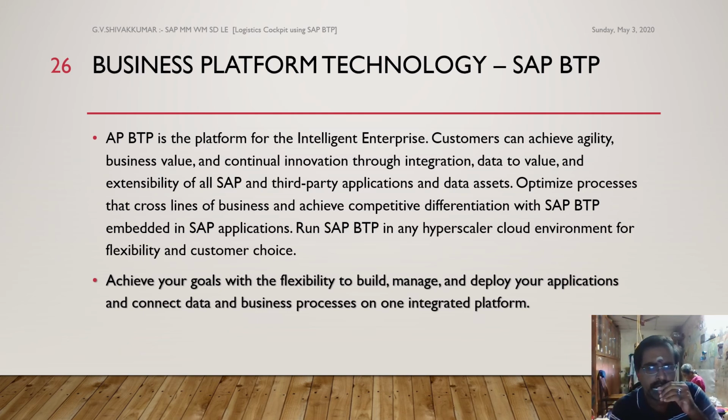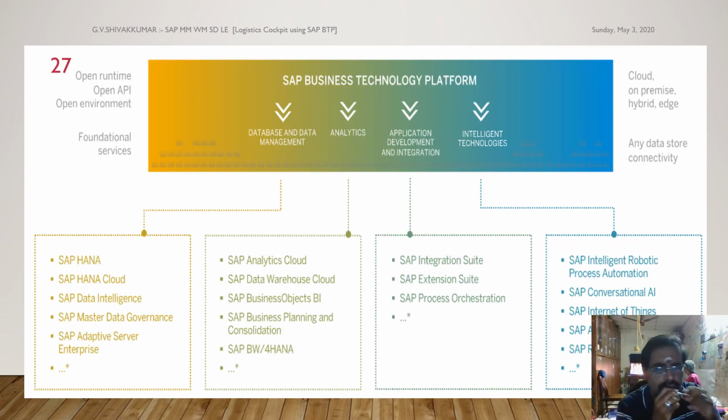Okay, and optimize the process through different cross-line business and achieve a competitive environment in business by differentiation. Even if you want to differentiate, you can do it, and it will collaborate or compose everything with SAP BTP embedded in SAP application, right? So it's a hyperscaler cloud environment, flexible for the customer's choice. Okay, and the customer can achieve their goals, whatever they are planning, using BTP and SAC on a cloud environment.